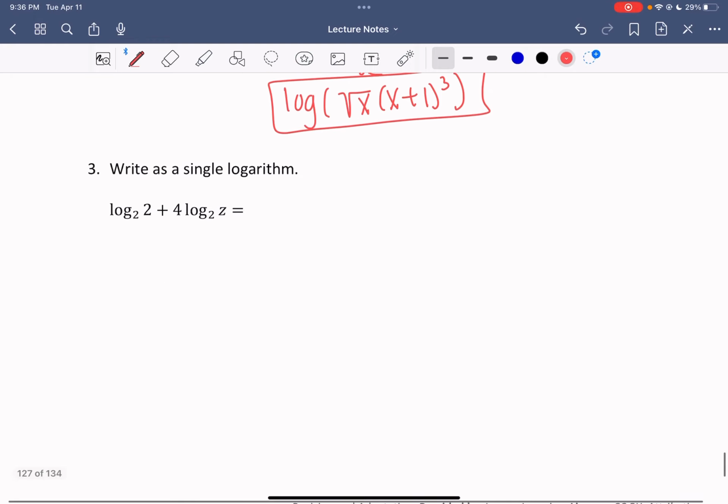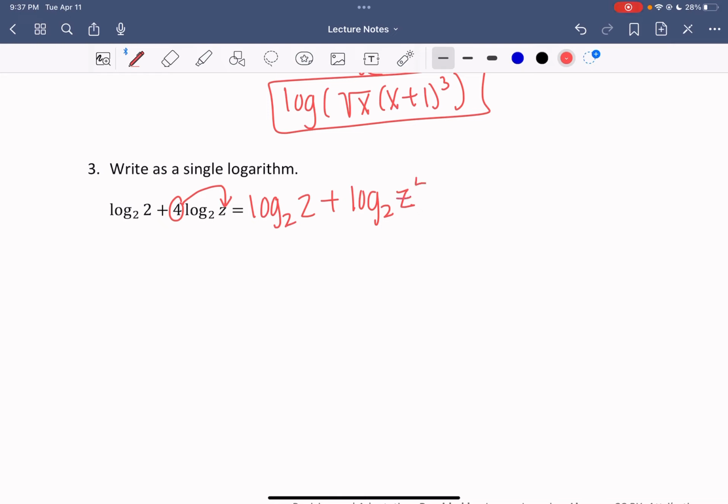Next one says write as a single log. So first thing I'm going to do is bring up any coefficients that are out front as exponents. That gives me log base 2 of 2 plus log base 2 of z to the 4th. Addition becomes multiplication, so I get log of 2 times z to the 4th. And so that would be my final answer.